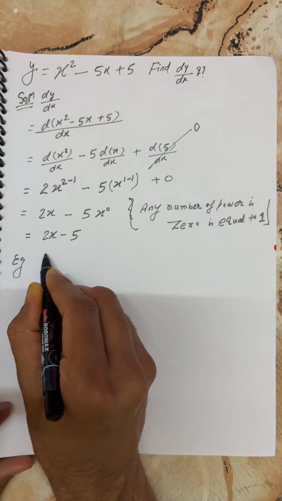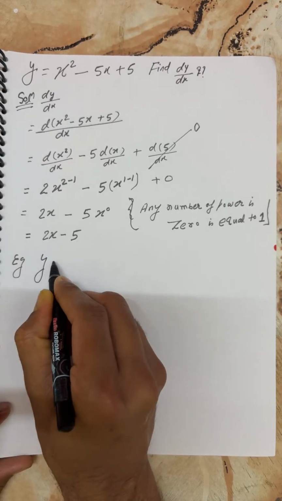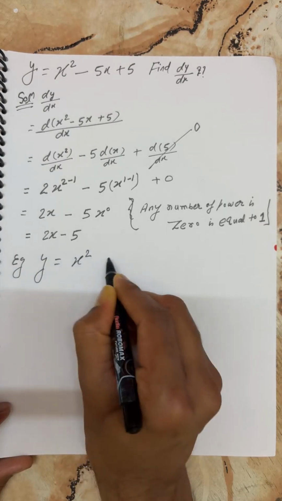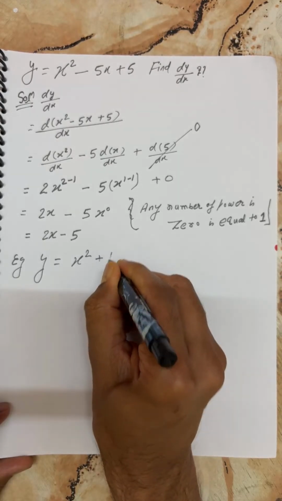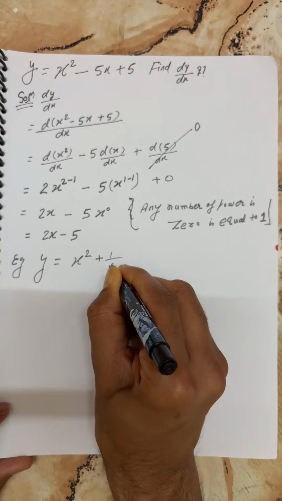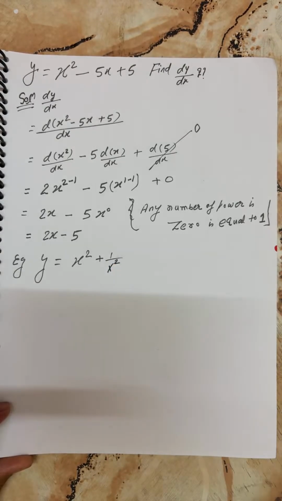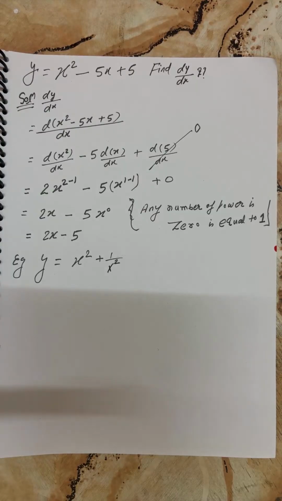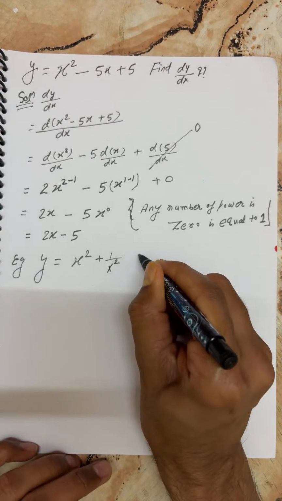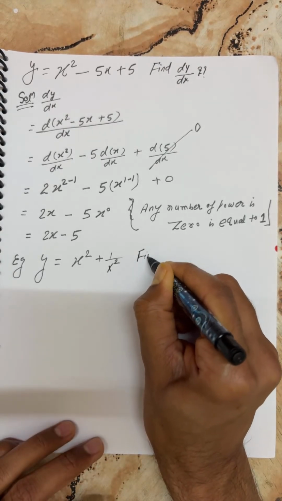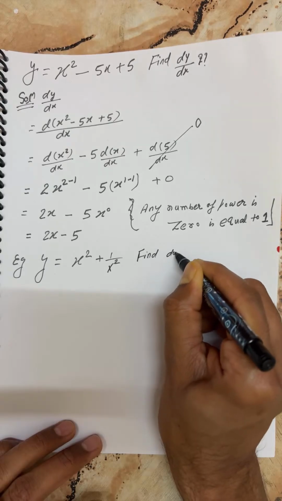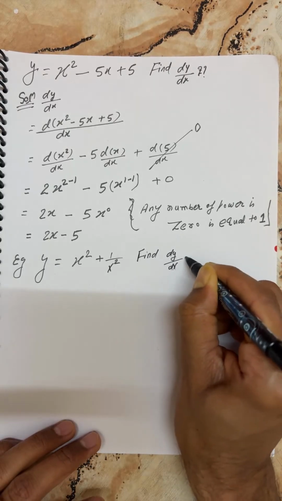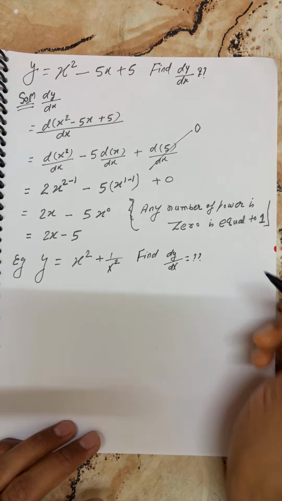This is what, my dear: y is equal to x squared plus 1 by x squared. My kids, the question remains the same: find dy by dx.